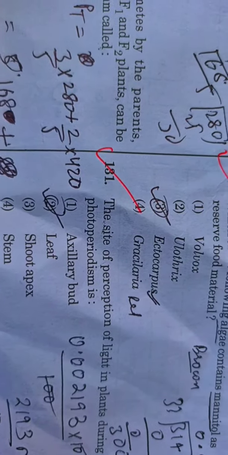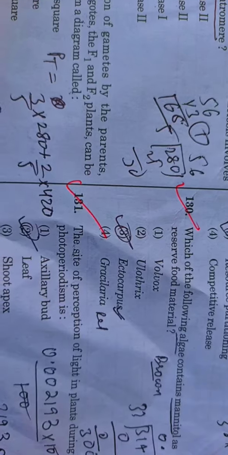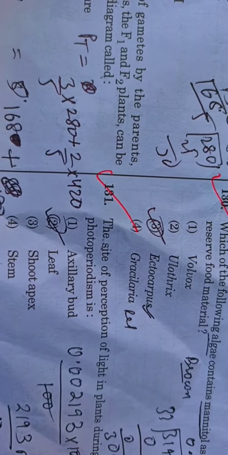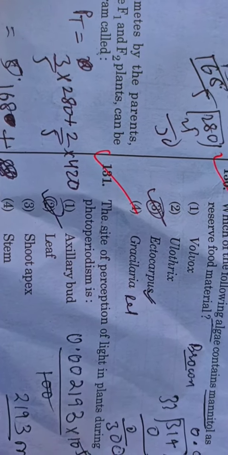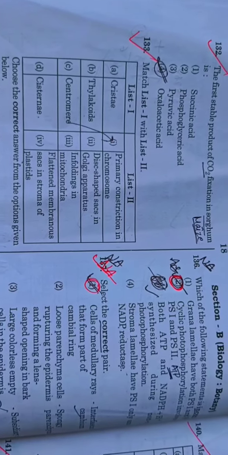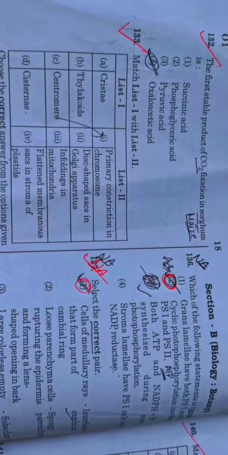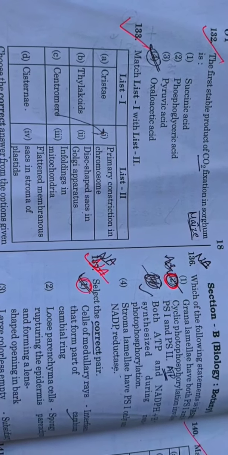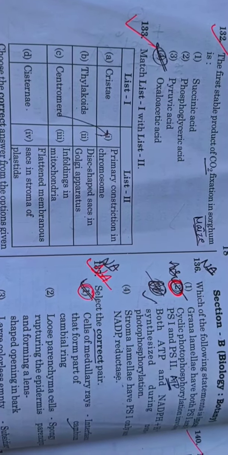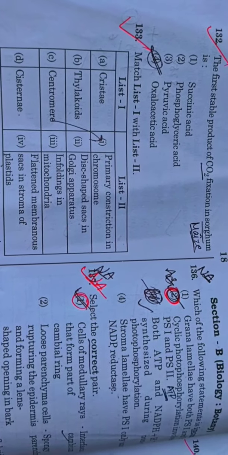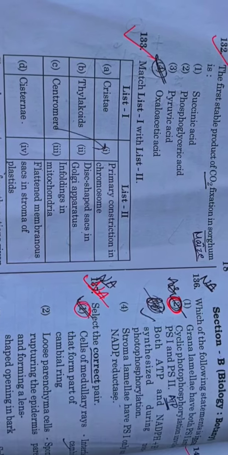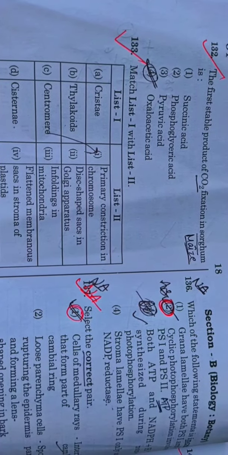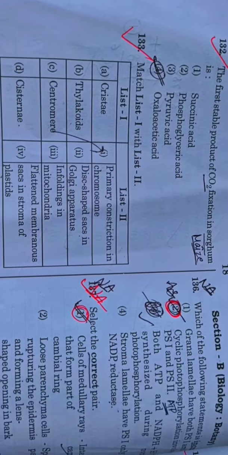The site of perception of light in plants during photoperiodism is option 2, that is leaf. This question is repeated. It is a previous year question. So the correct answer is second option, that is leaf. Question number 132. The first stable product of CO2 fixation in sorghum. First of all, we should know that sorghum is a scientific name for maize, and the maize plant comes under the C4 plants. So we should know that in C4 plants, the first stable product of CO2 fixation is oxaloacetic acid. So fourth option will be the correct one.